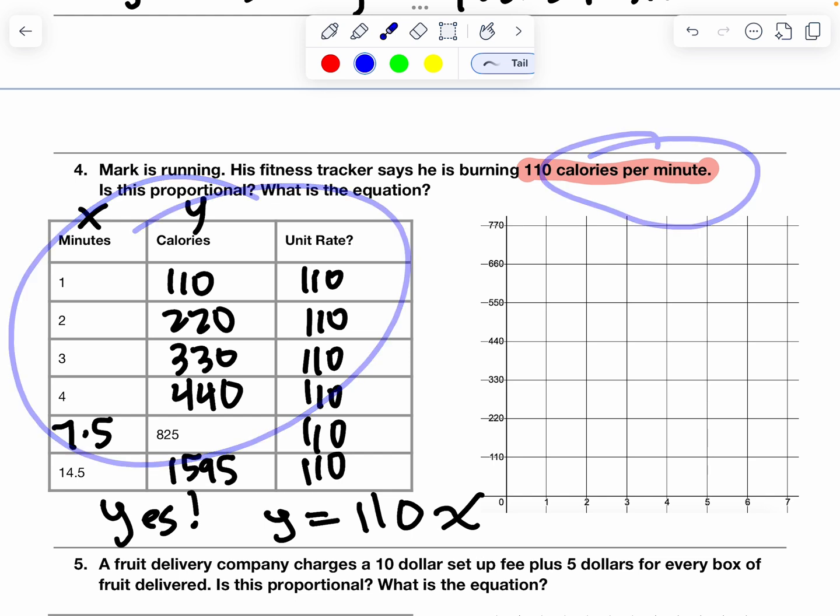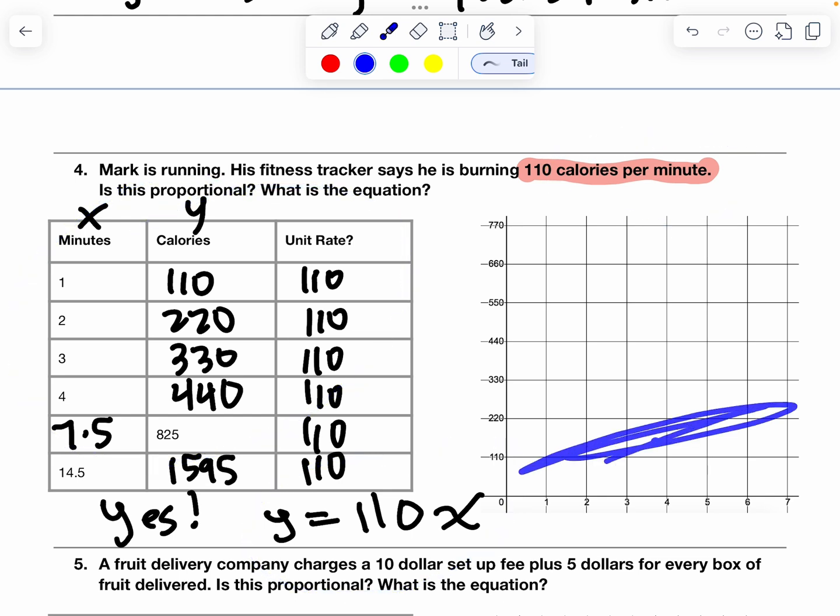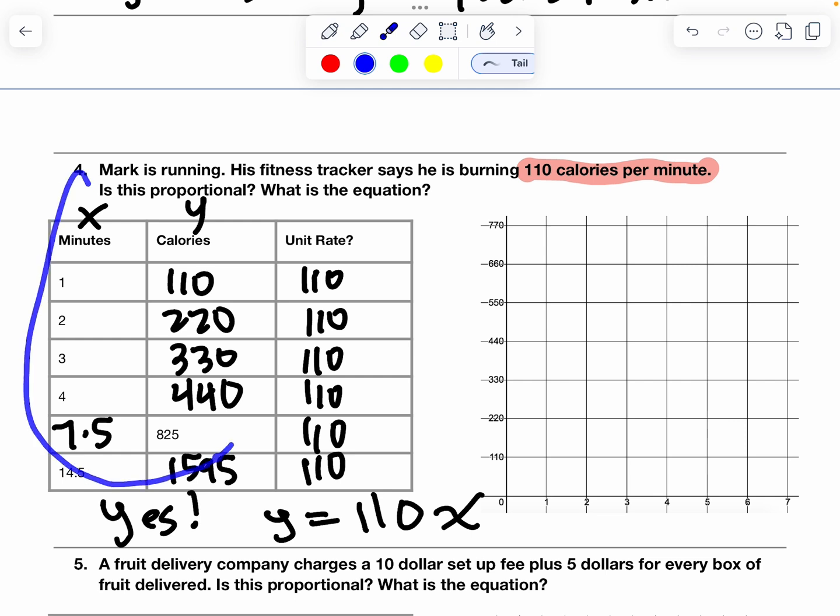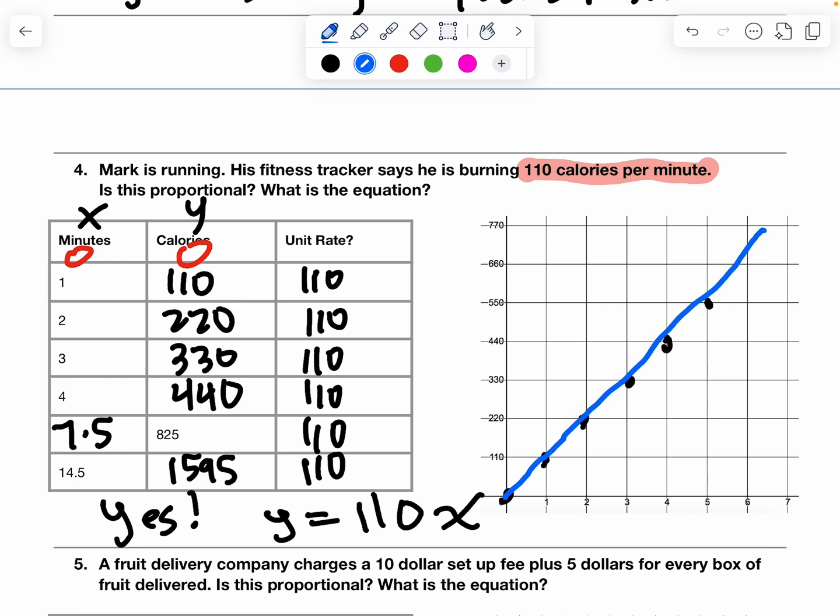Okay, now we've been given a situation. We've created a table. We've created an equation. Now we need to go and make a graph. How do we make a graph? Well, we've got all these x, y's, so let's just go do it. So 1, 110, 2, 220, 3, 330. I clearly made this scale super easy on you guys. And so on. It always goes through 0, 0. Because if you've been working out for 0 minutes, you've burned 0 calories, obviously. If you find a workout that burns calories without having to work out, let me know. Okay, draw a straight line. It is a straight line through the origin. So there we go. We're done with that example.